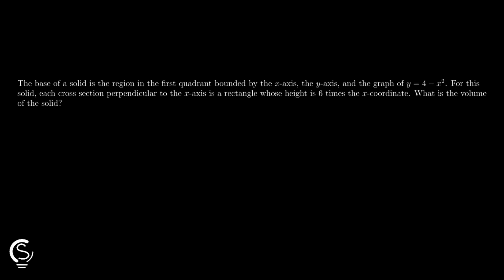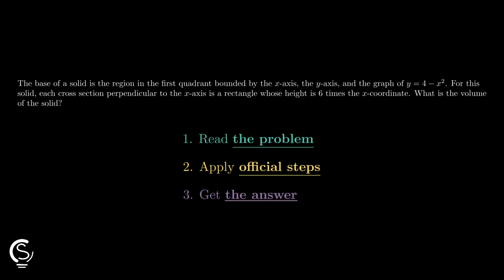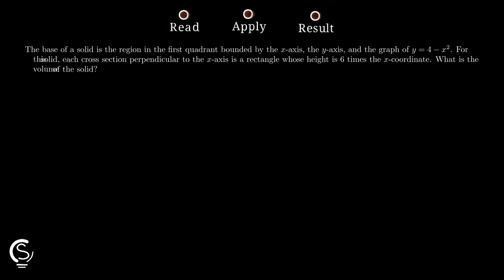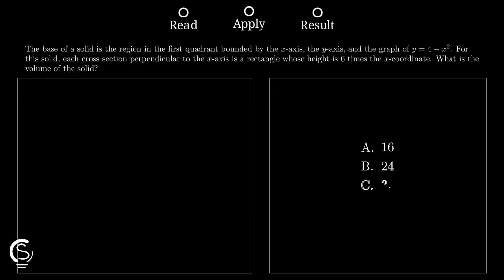Let's go! Calculus volume problems are actually super easy if you visualize the base correctly. We will find the volume of this solid in 3 quick steps. First, identify the region in the first quadrant bounded by the axes and the curve y equals 4 minus x squared. This base extends from x equals 0 to x equals 2.